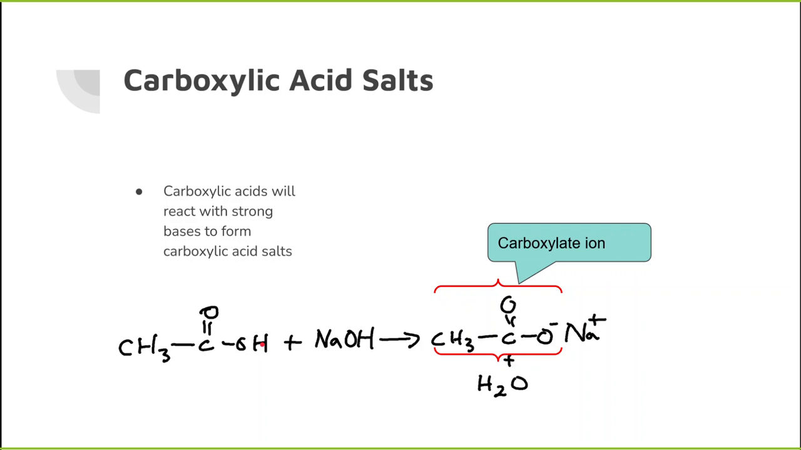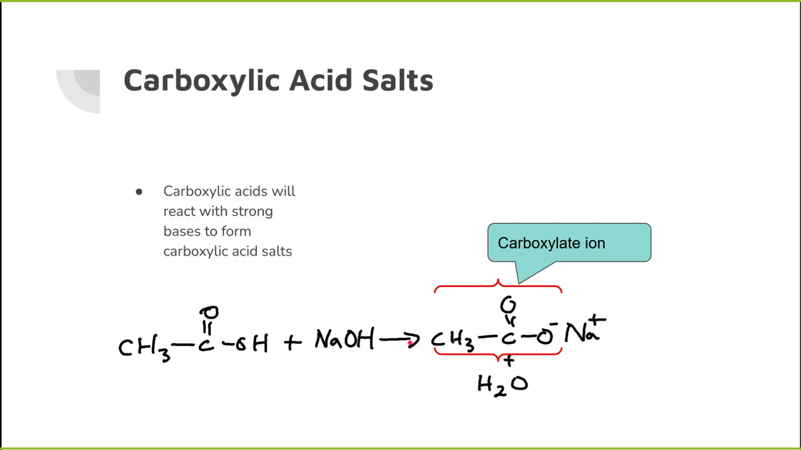You can also form carboxylic acid salts. This becomes important in biochemistry as well. Carboxylic acids will react with strong bases to form carboxylic acid salts. So here we have a carboxylic acid. It's got the C double bond OOH here. And sodium hydroxide is a very strong base. You actually don't want concentrated forms of that to get on your skin. It will burn really bad.